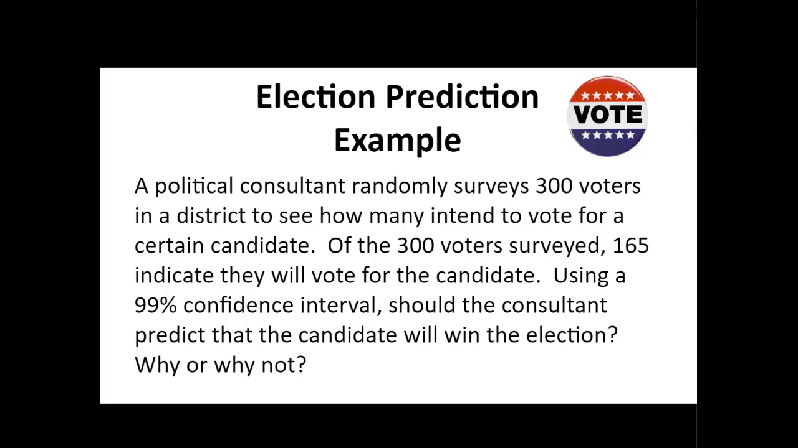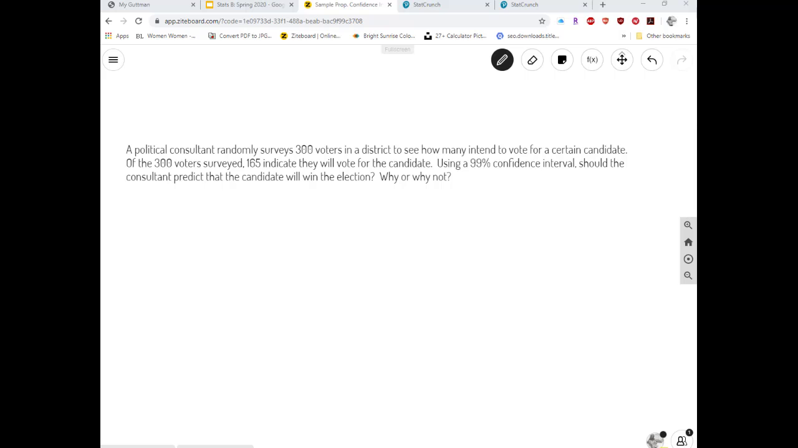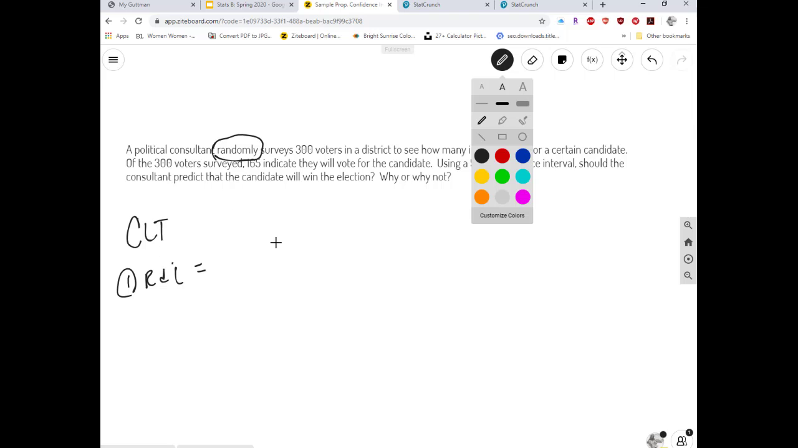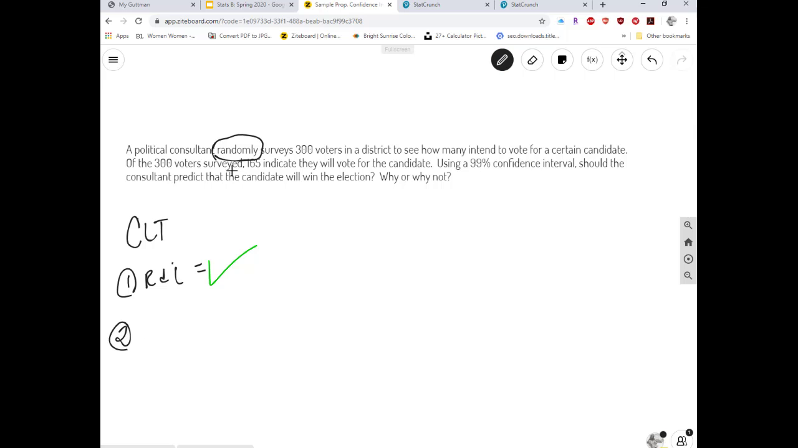Okay, so same thing. I'm going to go ahead and go into Zoom Board. I've pasted this into Zoom Board, and I'm going to go ahead and start checking the conditions of the central limit theorem. So CLT 1, random and independent. Well, it says randomly. It doesn't say independently. I'm going to go ahead and give it the benefit of the doubt and say check. 2, they surveyed 300 people, so that's my sample size.